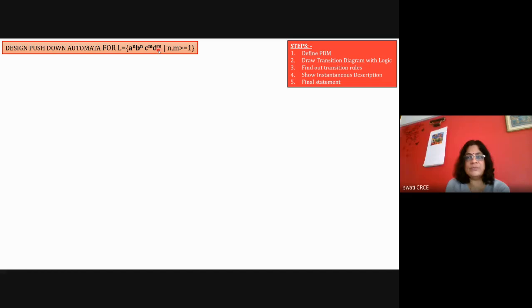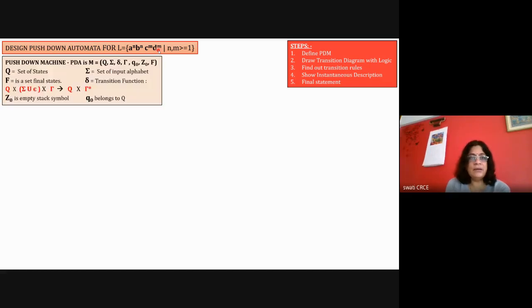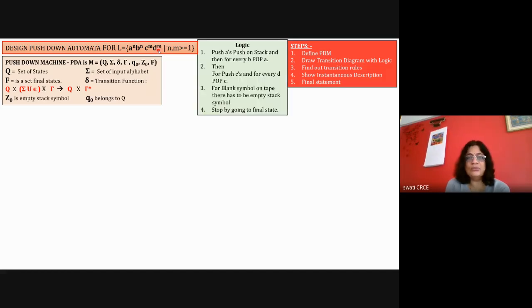So okay, like this, multiple strings are allowed where the number of A's should be equal to the number of B's and the number of C's should be equal to the number of D's. For solving this question, first you define what a PDA is as a first step, then explain the meaning of each and every term. Then write down the logic.